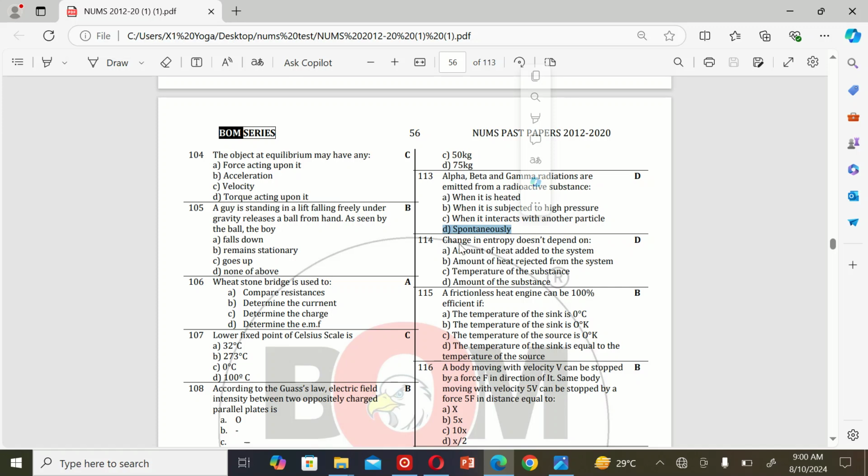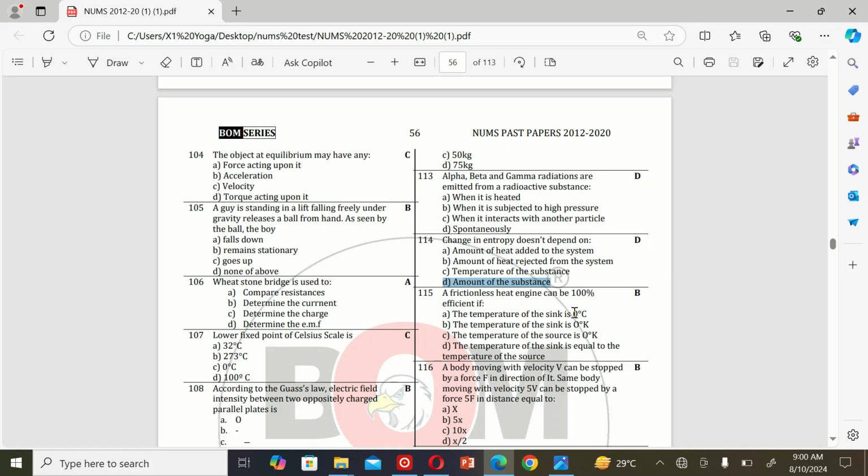The next MCQ is: change in entropy doesn't depend on: A, amount of heat added to the system; B, amount of heat rejected from the system; C, temperature of the substance; D, amount of the substance. So the correct option is D, amount of the substance.